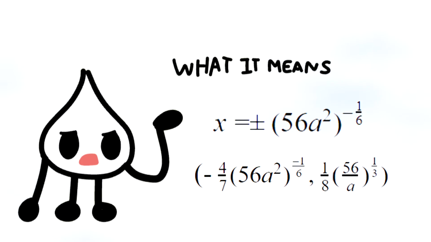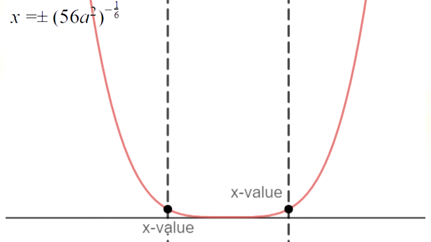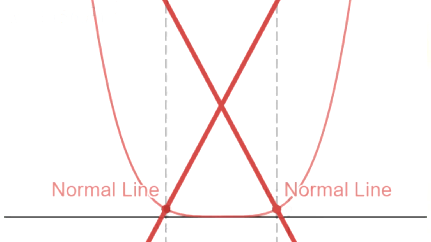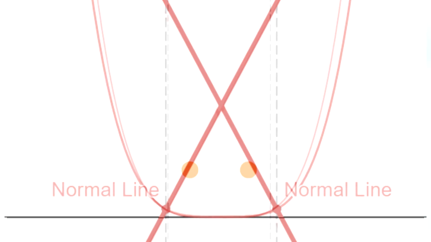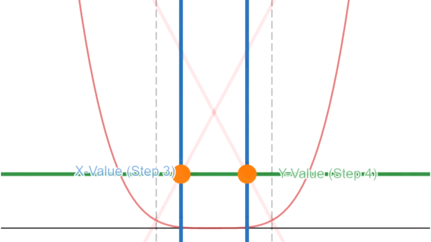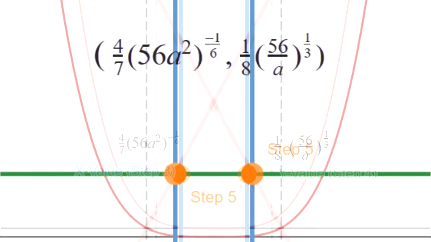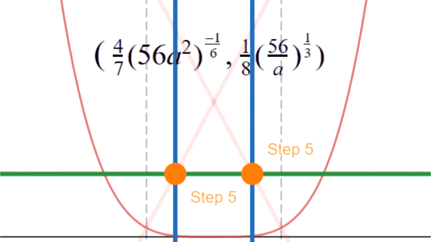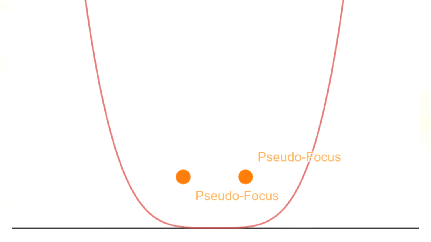Alright, now let me explain what the values from steps 2 to 5 mean. The value we got on step 2 is an x value to a point on ax fourth. This point is where we draw a normal line through it. Now, there exists some point on the normal line where its coordinate is determined by steps 3 and 4. This coordinate is our step 5 answer, which finally is our pseudo-focus.